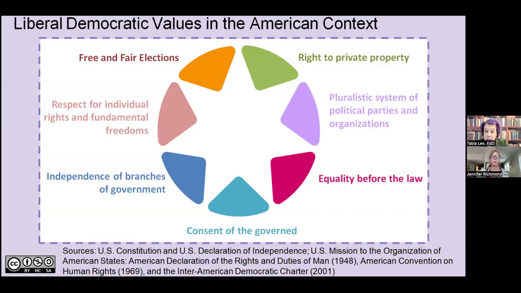When we think of liberal democratic values, and being really specific to the American context, that's when we're talking about free and fair elections, the right to private property, respect for individual rights and fundamental freedoms, the independence of the branches of government, which you have to learn about before you can hold them accountable, and which we're not learning much about in today's schools, pluralistic system of political parties and organizations, equality before the law, and the consent of the governed. And I'm giving you the sources of where I got that, which I will touch on in a bit here as well.